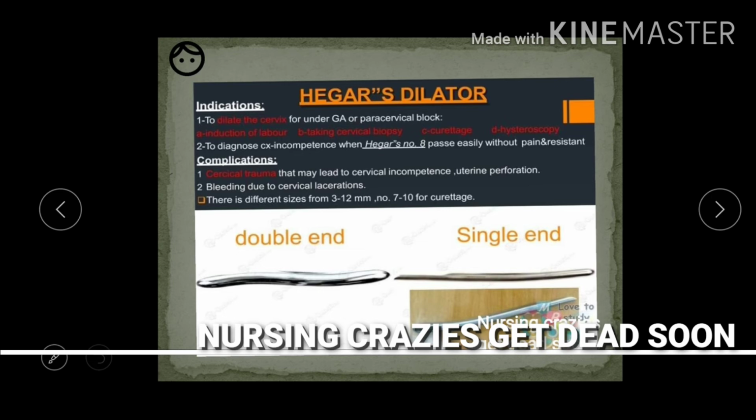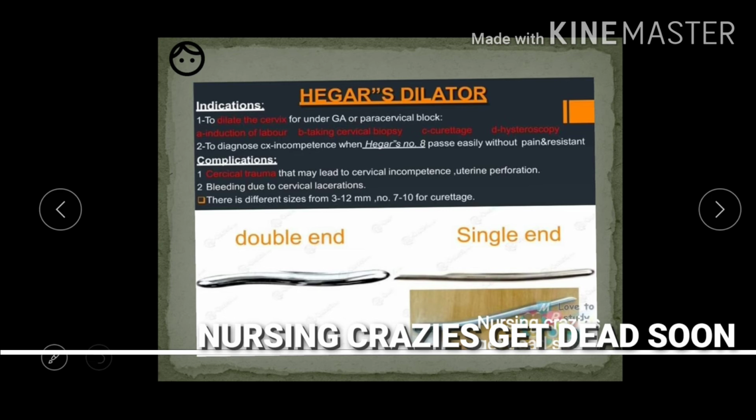So the second indication for this is to diagnose cervical incompetency: with Hegar's number 8 passes easily without pain and resistance. Normally, if we are able to pass the number 8 dilator, that is the test for cervical incompetency. Then next, what are the complications of Hegar dilator?